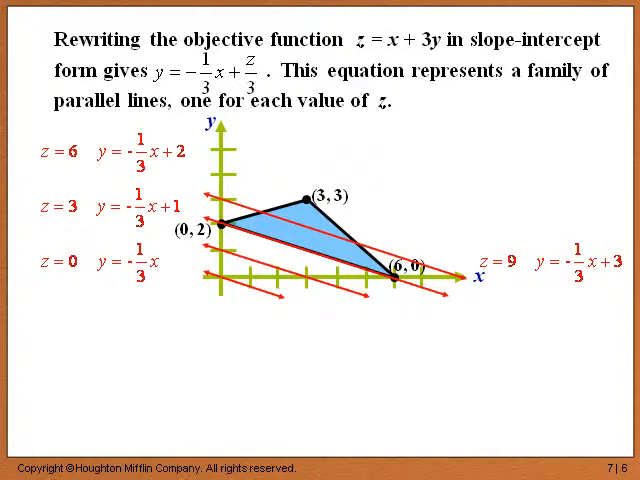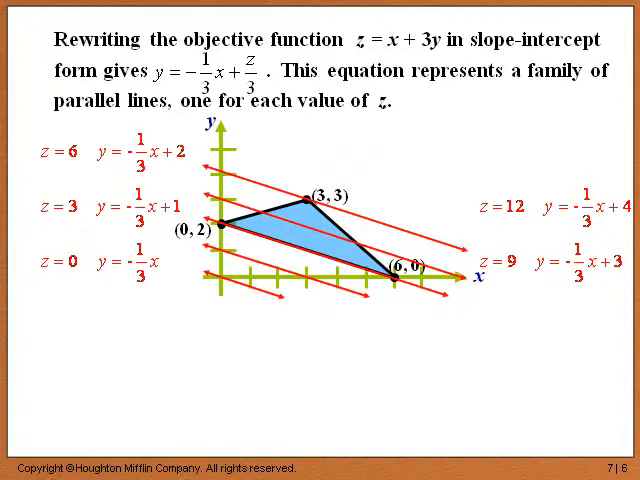For z equals 9, again I'm just choosing random values at different intervals. Plugging in z equals 9 for z, I get y equals negative 1/3 x plus 3. And I can see that this line does go through the feasible region, but it doesn't go through any vertex, and so it can't be a maximum or minimum value. Maximums and minimums only happen at the vertices.